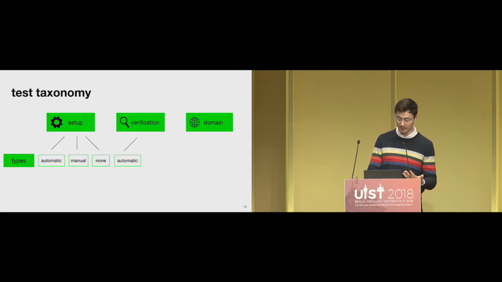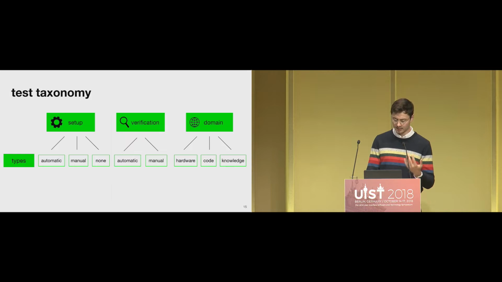Verification, similarly, is either automatic, such as a trace analysis that's run to determine correctness, or manual, like asking the user to see if a light on their system is blinking. For the specific domains that we're interested in testing, we have hardware, such as the development board, code, and knowledge about the tutorial itself.